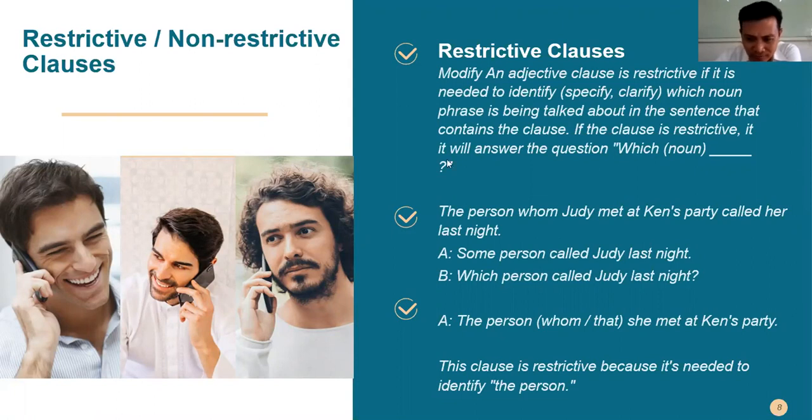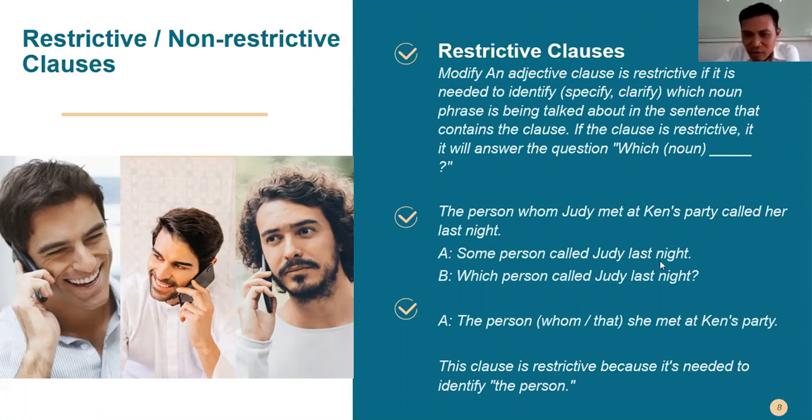There are many people. We need more information, and it is necessary. The person, which person? Oh, whom Judy met at Ken's party. Because there are many people maybe who called Judy, right? So can you be more specific? Which people? Which one? The person whom Judy met at Ken's party called her last night.